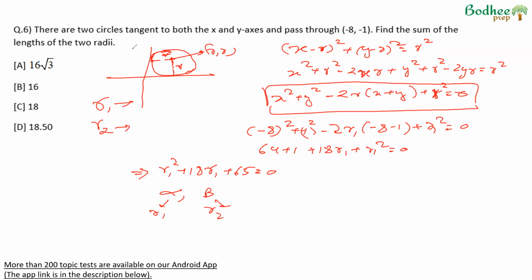We have to find the sum of the lengths of the two radii. The sum of the lengths of the two radii will be nothing but alpha plus beta, which is minus b by a.